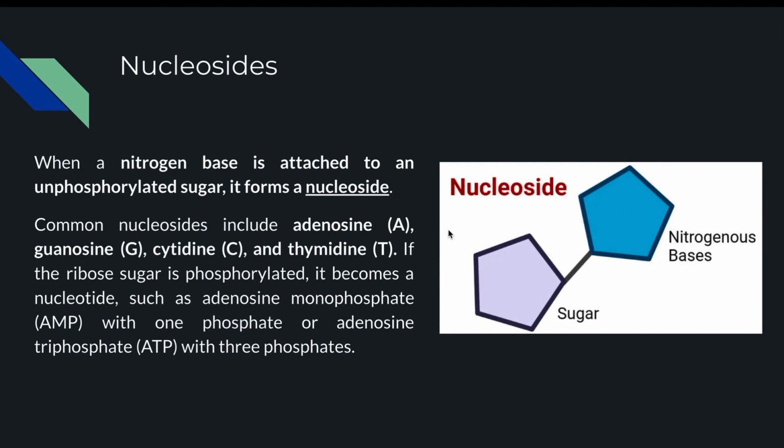Earlier in class, you saw that the nucleotide has a phosphorus molecule, a phosphate, attached to the sugar. In the nucleoside, there is no phosphate attached to the sugar. It is just a nitrogenous base plus a sugar in the form of a ribose.